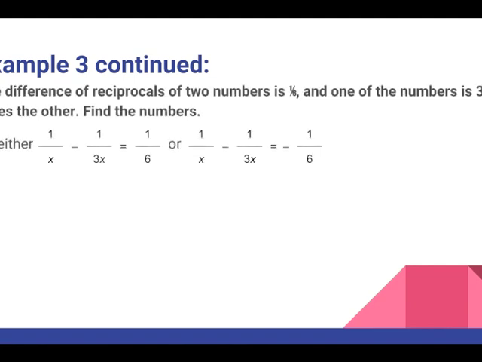So now we have that either 1 over x minus 1 over 3x equals 1/6, or that exact same thing equals -1/6. So if something either equals the positive of a number or the negative of a number, we can say that the absolute value of that whole thing equals 1/6, right?